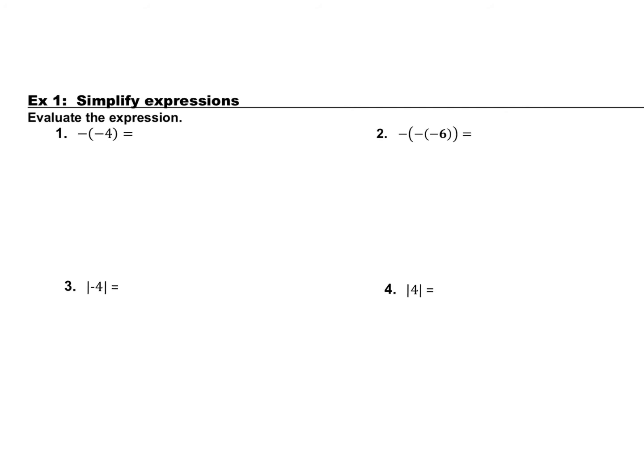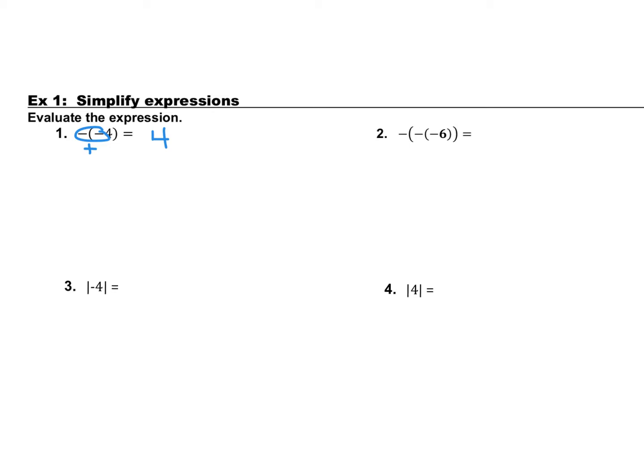All right, so let's go ahead and take a look at simplifying expressions. So we're going to evaluate each one of these expressions, and notice how number 1 and number 2 do not have those absolute value brackets there. These are just the parentheses, and so what we have for number 1 is like taking the opposite of a negative. And remember, we've learned earlier in the year too that 2 negatives make a positive. So the opposite of -4 is +4.